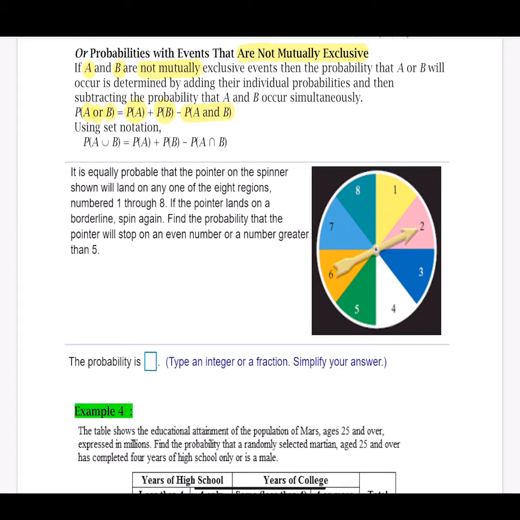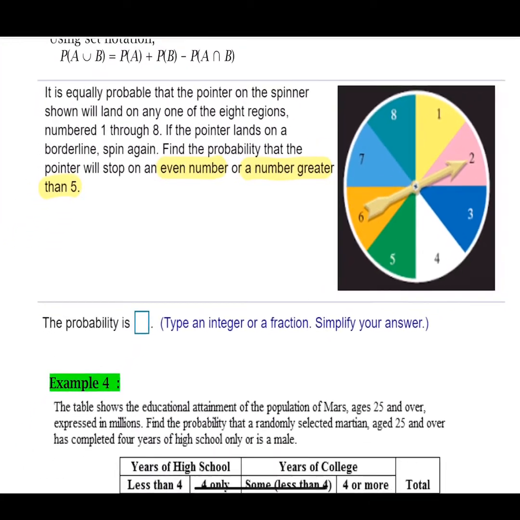It is equally probable that the pointer on the spinner shown will land on any one of the 8 regions, number 1 through 8. If the pointer lands on the borderline, spin again. Find the probability that the pointer will stop on an even number or a number greater than 5. So you don't have this problem in your worksheet. I kind of copied this from your homework because I thought it's much easier for me to work on your homework problems because it makes much more sense.